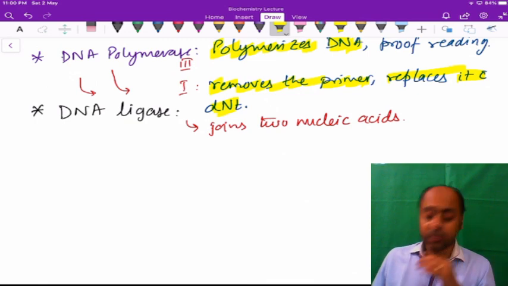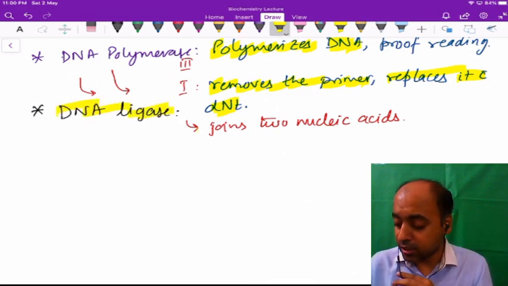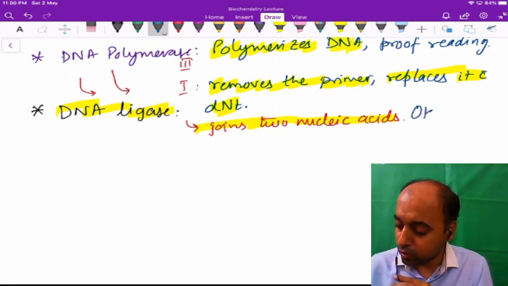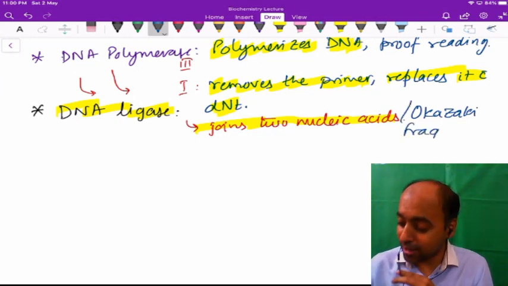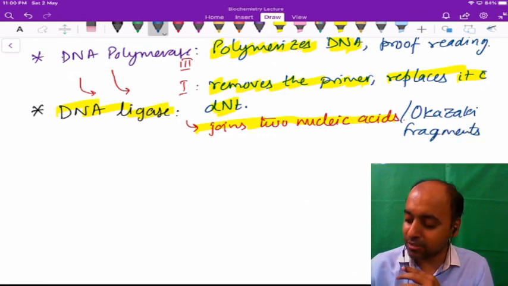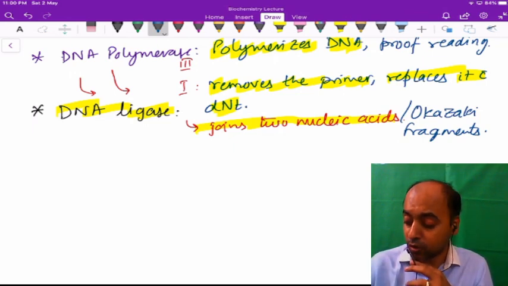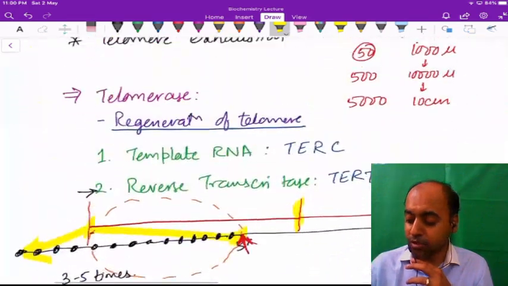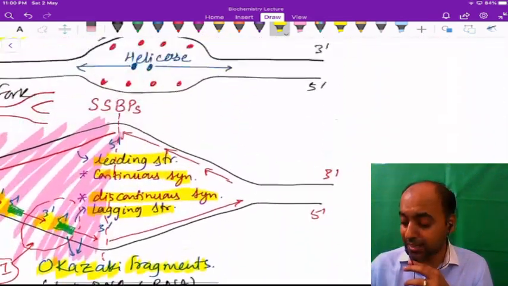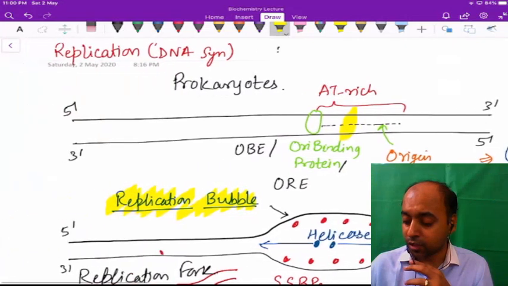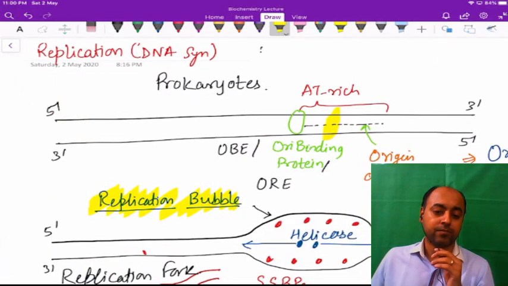Once all the primer has been removed, the DNA ligase will join the two Okazaki fragments. So this is the primary function of all the different proteins which are involved in the replication. What we'll do is quickly take a look at the process again to recap what exactly is happening when we are talking about the replication.